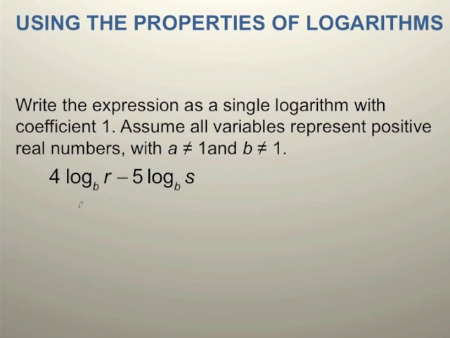Doing that again, we'll do this in a couple steps. Log base b of r to the 4th minus log base b of s to the 5th. This is a subtract, so it's going to be a quotient. Log base b of r to the 4th divided by s to the 5th.